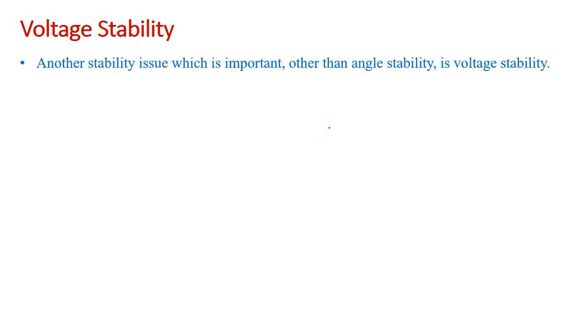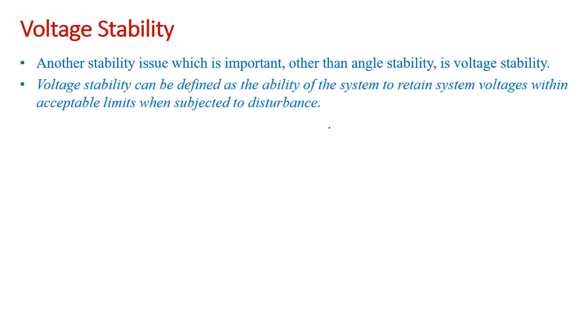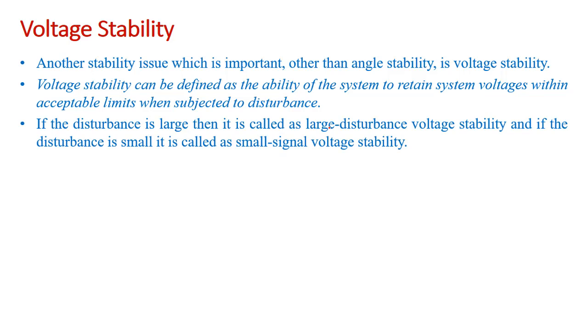So this is all about transient stability. And now we'll talk about voltage stability. Voltage stability is the final topic of your course. Another stability issue which is important other than angle stability is voltage stability. Voltage stability can be defined as the ability of the system to retain system voltages within acceptable limits when subjected to a disturbance. This is the definition of voltage stability.